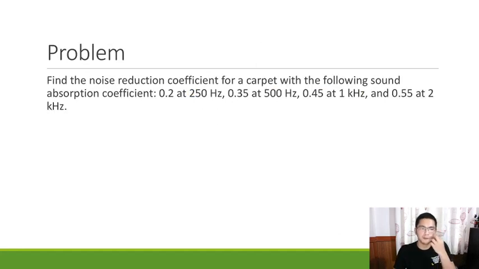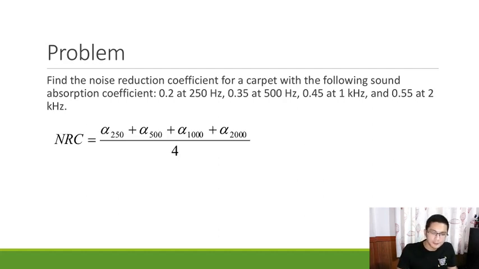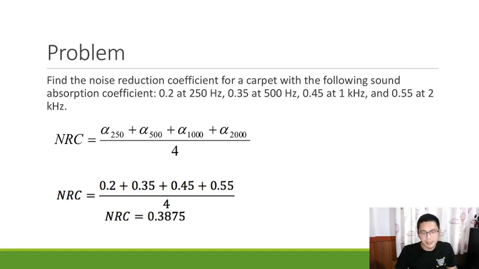Ito, problem. Find the noise reduction coefficient for a carpet with the following sound absorption coefficients: 0.2 at 250 Hz, 0.35 at 500 Hz, 0.45 at 1 kHz, and 0.55 at 2 kHz. So, yan yung formula natin. Substitute lang natin, yung answer natin is 0.3875. So, ano ibig sabihin nito?